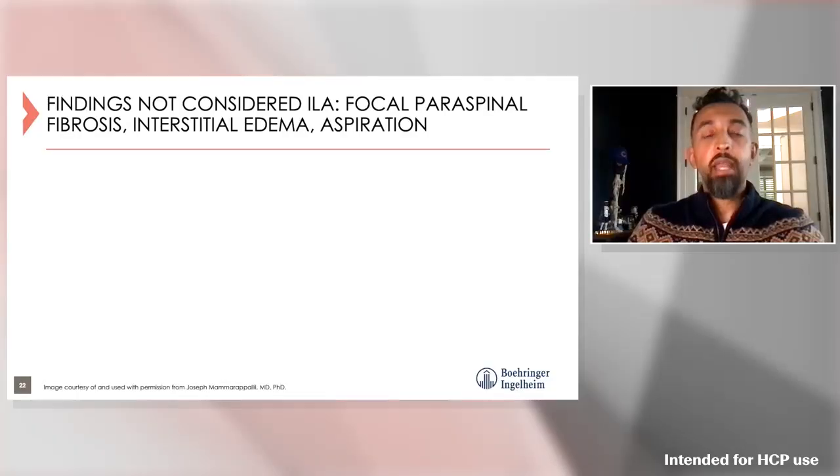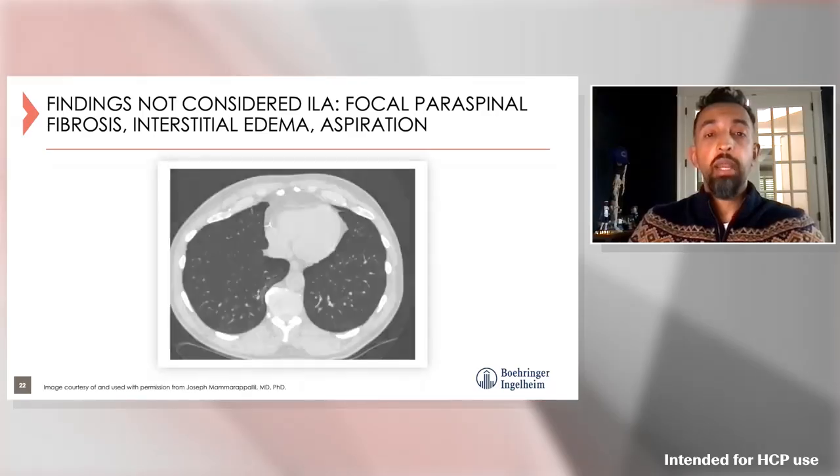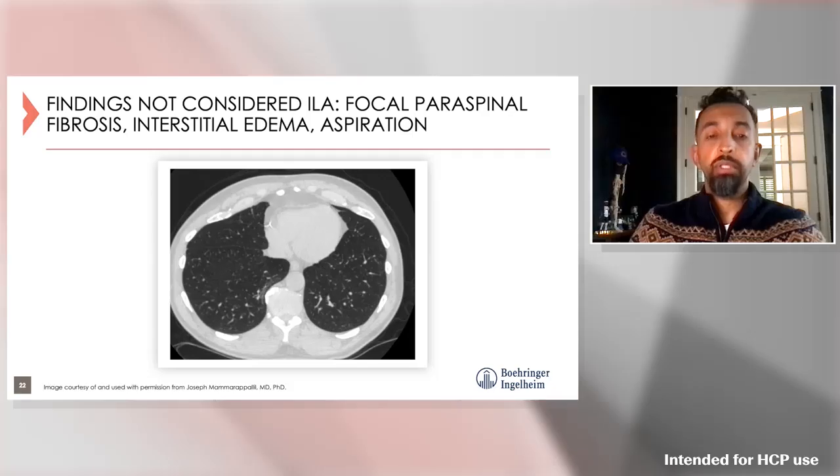So, findings not considered ILA. The biggest one for me is focal paraspinal fibrosis. We also don't want to talk about interstitial edema when we're talking about ILA, or aspiration. This is a great image here that you see in a classic location, medial aspect of the right lower lobe for focal paraspinal fibrosis. As you see here, there is some subpleural reticulation, also some ground glass opacity. You'd also wonder if there's some traction bronchiectasis.